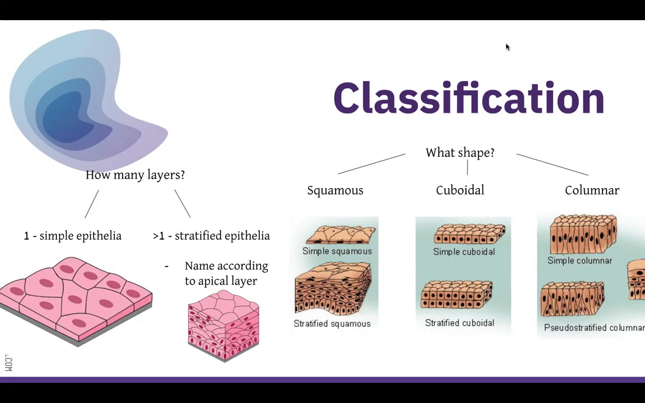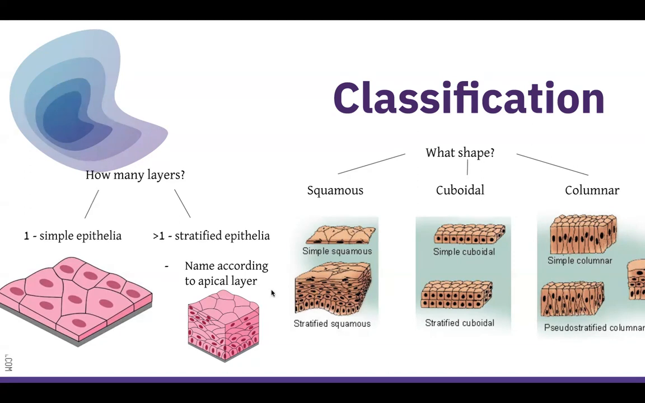They take on the shape of their name, or the name was named after their shape. So it's pretty easy to determine which one is which, because squamous is more squished, it's flat, and cuboidal is like a cube, and columnar looks like a column.